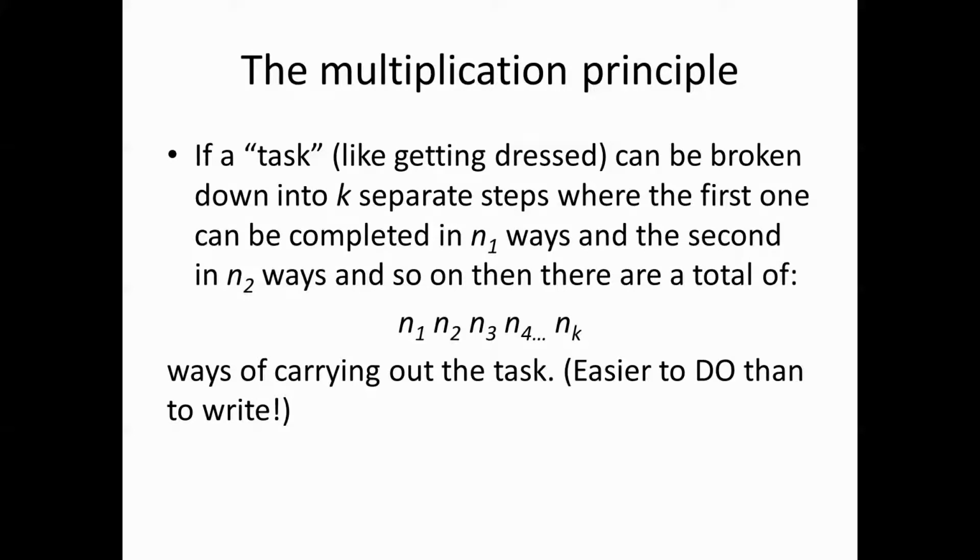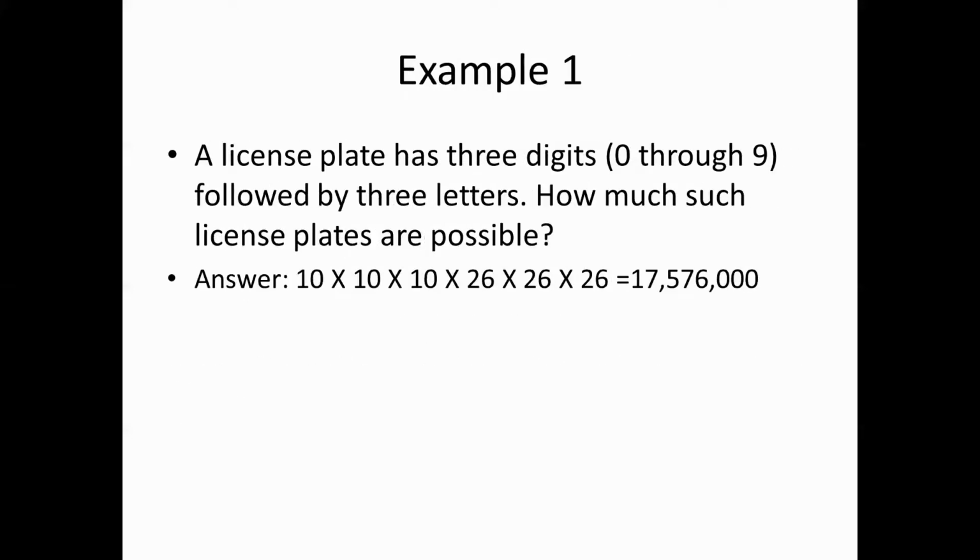So this is called the multiplication principle. If a task, like getting dressed, can be broken down into k separate steps, like choose the pants, choose the shirt, choose the shoes, where the first one can be completed in n1 ways and the second in n2 ways, etc., then there are a total of n1 times n2 times n3 ... times nk ways of carrying out the whole task. And it's easier to just do it like we did with the clothes problem than it is to write down that yucky notation.